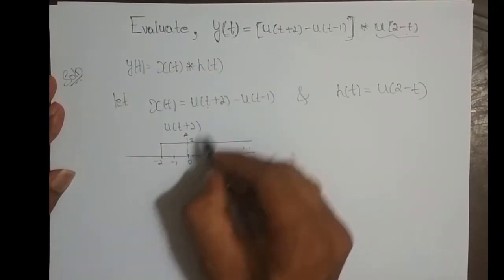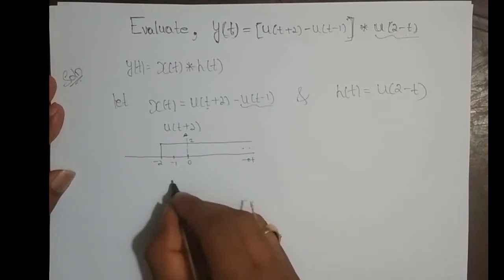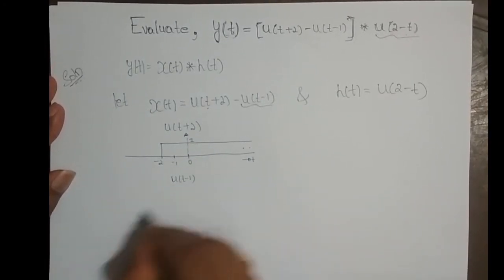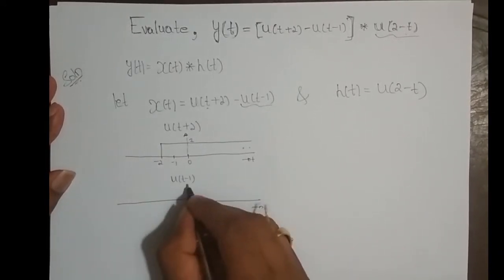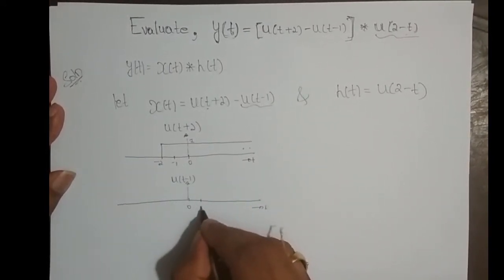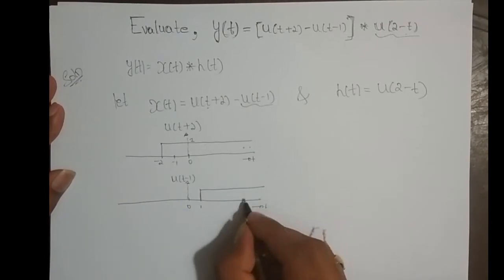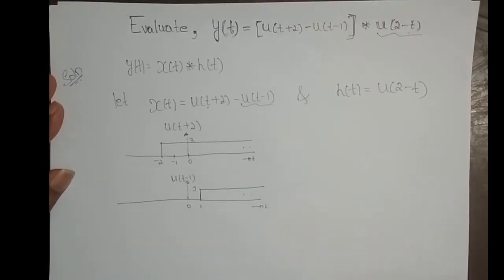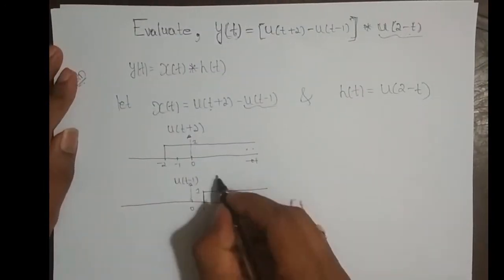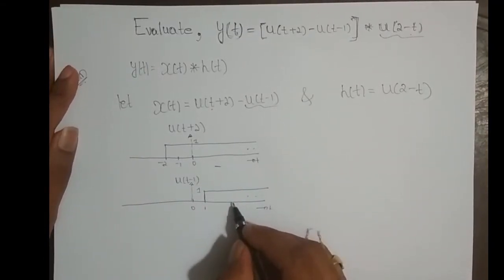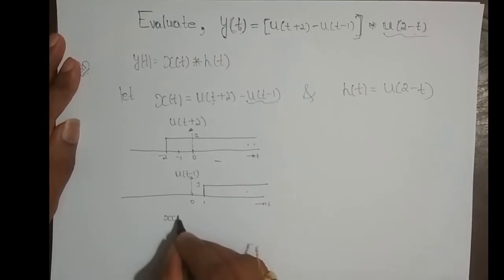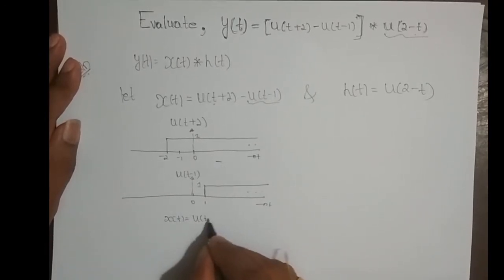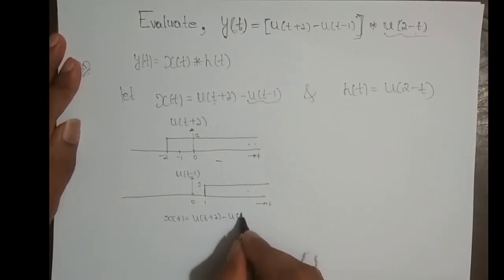Okay, and this signal has to be subtracted with what? u of t minus 1. So how does a u of t minus 1 signal look like? This is at t equal to 0, u of t shifted right 1 time, no? Okay, so its amplitude is 1. Right, so this signal has to be subtracted from the first signal. So what we get is x of t, which is equal to u of t plus 2 minus u of t minus 1.